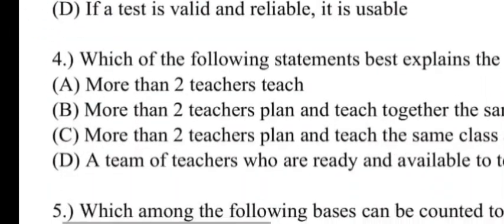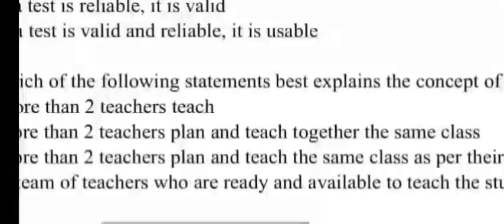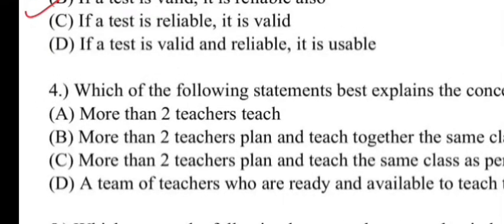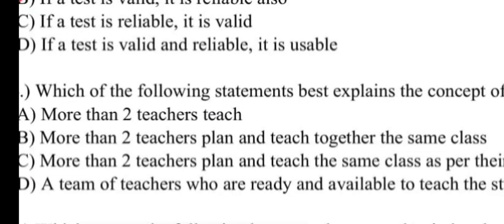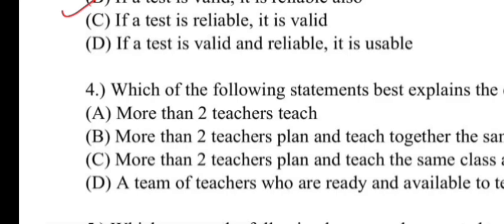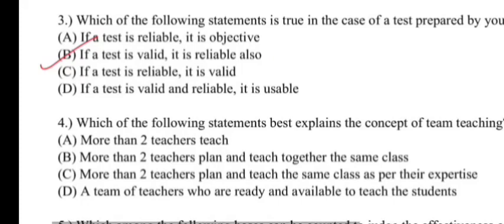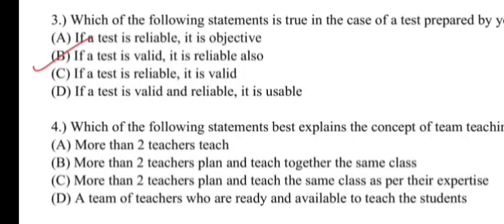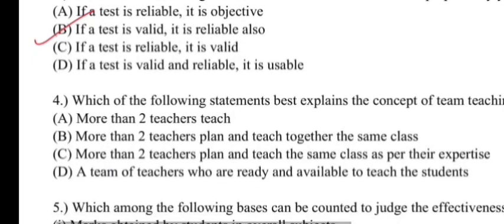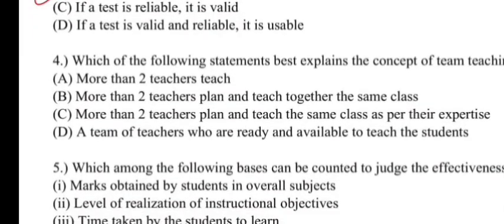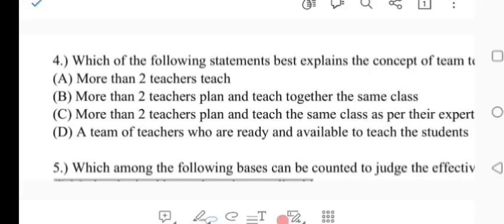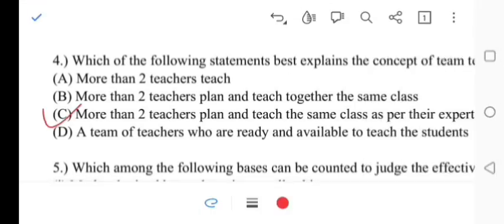Number 4 says which of the following statements best explains the concept of team teaching? ABCD. A says more than 2 teachers each. B says more than 2 teachers plan and teach together in the same class. C says more than 2 teachers plan and teach the same class as per their expertise. D says a team of teachers who are ready and available to teach the students. So these are the options for you. The correct option for the question will be more than 2 teachers plan and teach the same class as per their expertise.